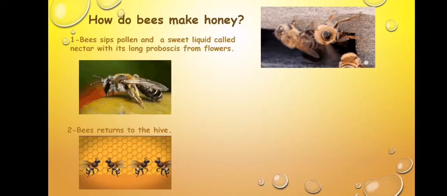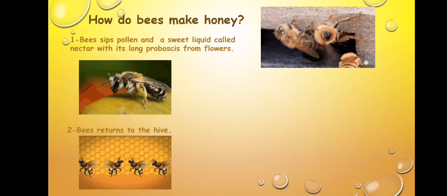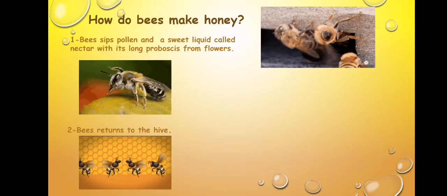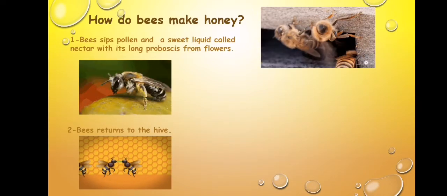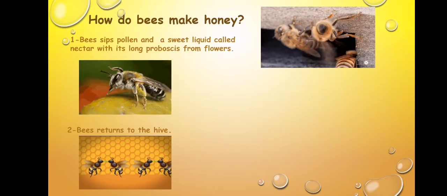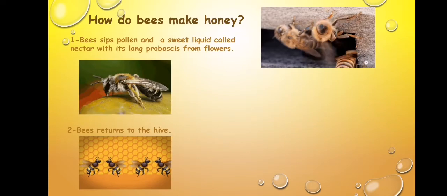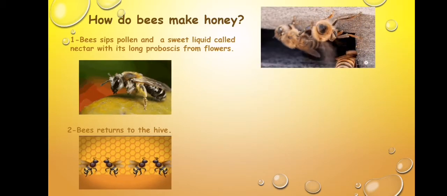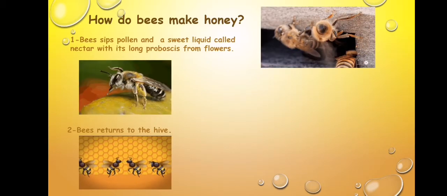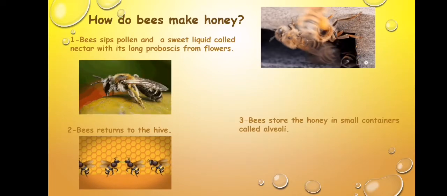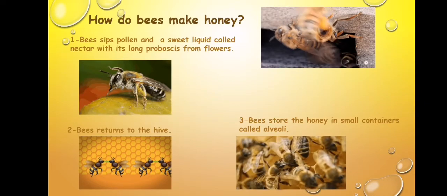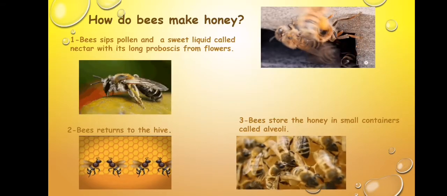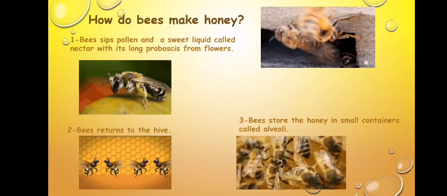Because inside their stomach, bees have a special liquid called enzyme. This enzyme, when mixed with nectar, makes it thicker like honey. So when passing the nectar to other bees a few times, bees are adding more enzyme to the nectar. This is what turns nectar into honey. Finally, bees store honey in small containers called alveoli. So this is how the bees make honey.